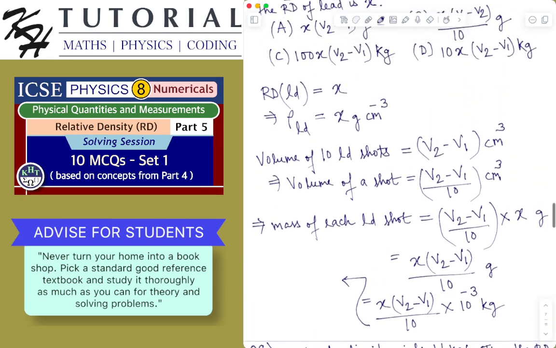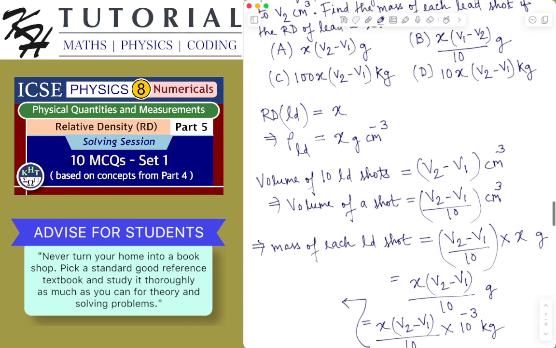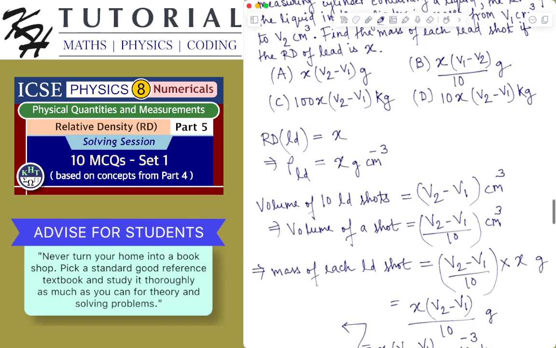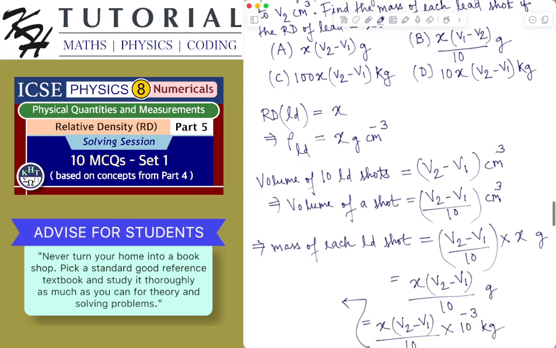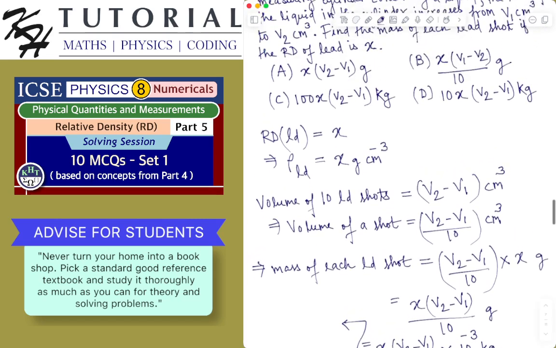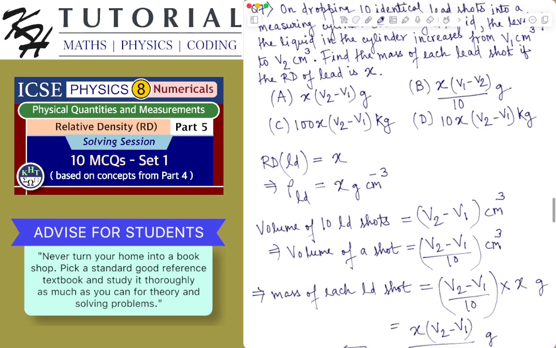Let me check once again if I correctly used the units. So volume of 10 lead shots will be definitely V2 minus V1 centimeter cube. So volume of each single shot will be V2 minus V1 divided by 10 centimeter cube. Also, we have considered the density in gram per centimeter cube. So since the relative density of lead is x, density of lead will be x gram per centimeter cube.